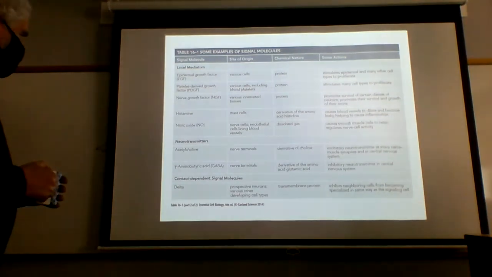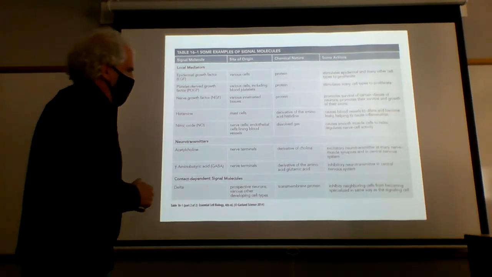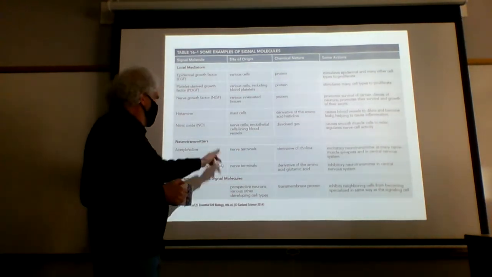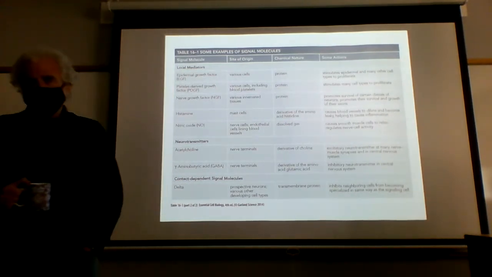Next, neurotransmitters. So yeah, we're going to throw neurotransmitters into signaling molecules. We've got acetylcholine and GABA. GABA is a big inhibitory one. Acetylcholine is a big excitatory one, found in a lot of nerve-muscle synapses and also in the central nervous system.